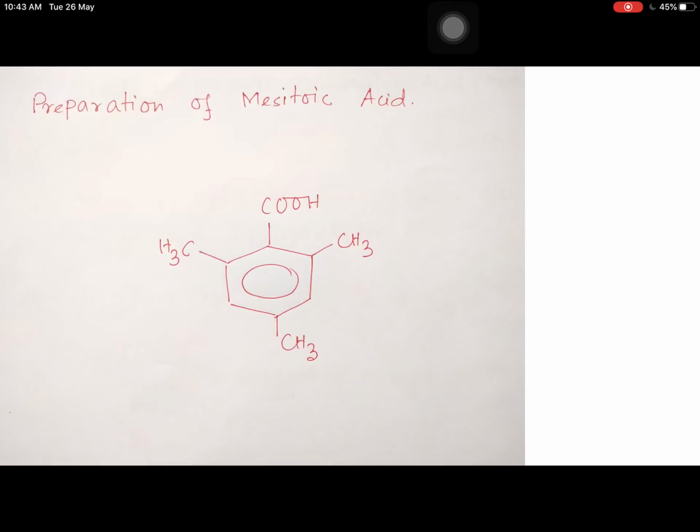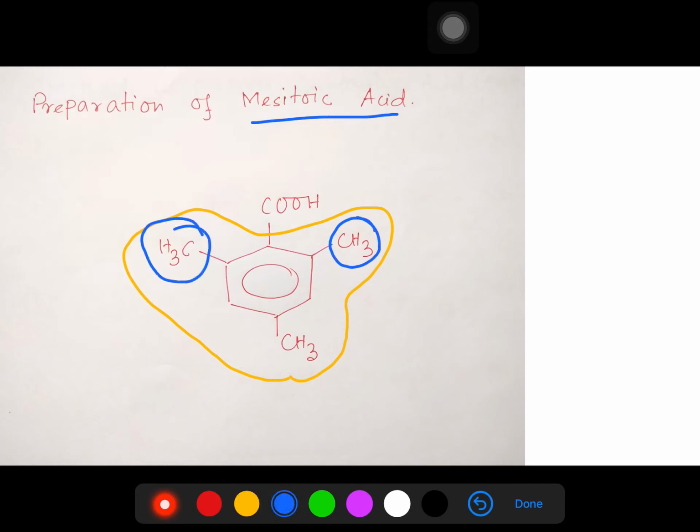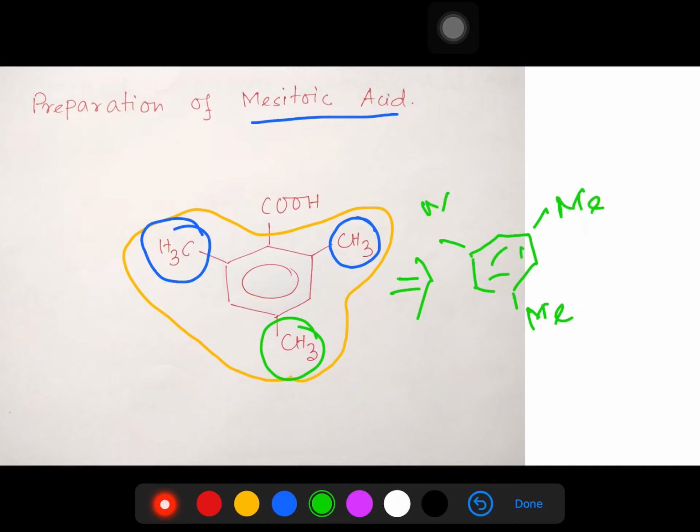So let's go. When I am saying this mesitoic acid, what do I mean? It contains this nucleus, this is mesitylene. The unique property of mesitoic acid appears because of these two ortho methyl groups. But in this case, the third group is actually a dummy group. So why is this used? Actually, this could be obtained very easily from a symmetrical synthon, that is mesitylene.